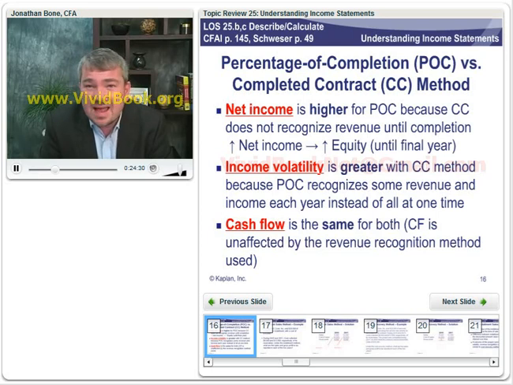Cash flow is exactly the same for both. The cash flows are just when the customer pays us and we incur cash expenses as we construct the asset. It's just pure accounting treatment we're talking about here.